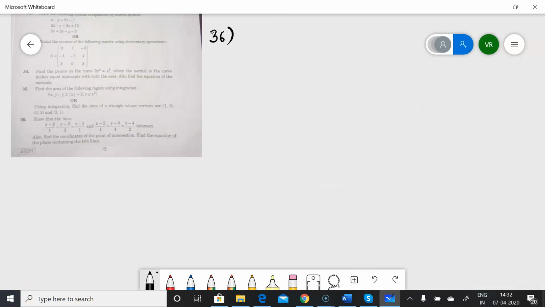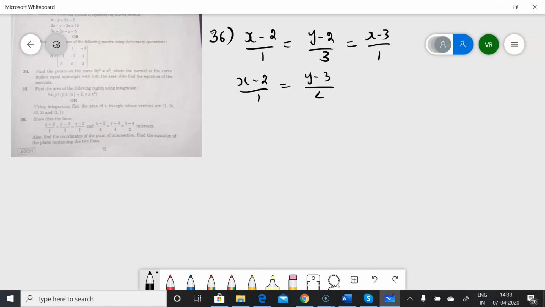Now coming to the last question: show that the lines (x minus 2)/1 = (y minus 2)/3 = (z minus 3)/1 and (x minus 2)/1 = (y minus 3)/4 = (z minus 4)/2 intersect. Also find the coordinates of the point of intersection. Find the equation of the plane containing the two lines.